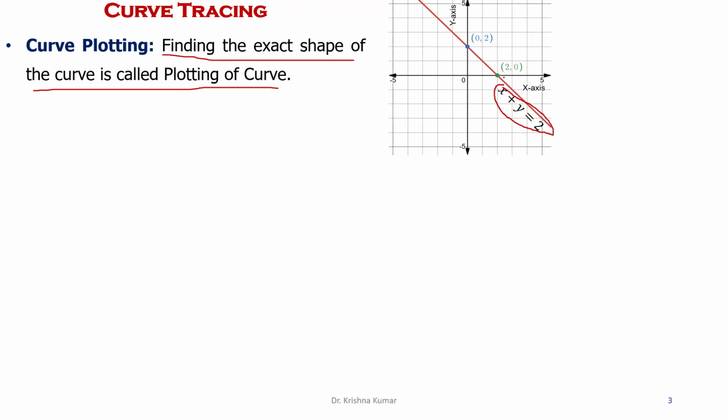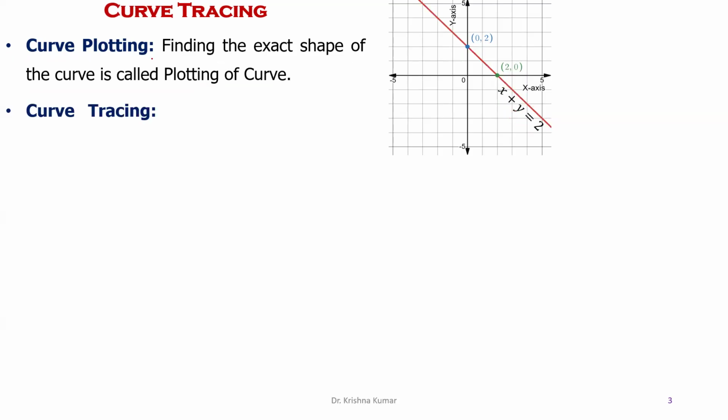For that purpose, we have taken a graph paper in which we have taken the value of x, y is 0. If y is 0, the value of x is 2. So first point is (2, 0). Similarly, if we put x equal to 0, then the value of y is 2. So we have the second point. And if we join these 2 points, then we get the exact line x plus y is equal to 2. This type of process in which we get the exact shape of the given curve is called curve plotting.